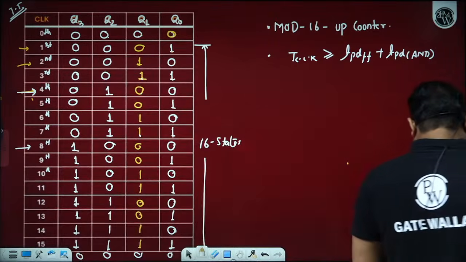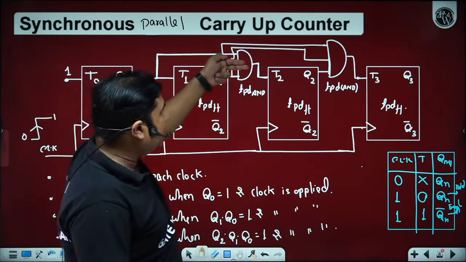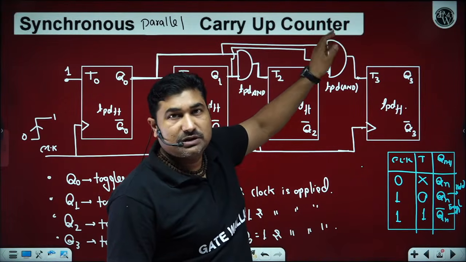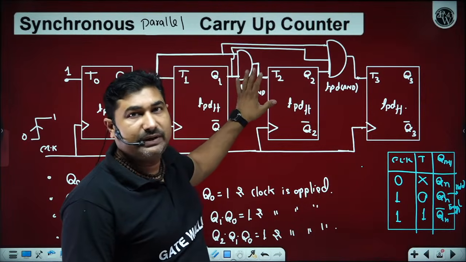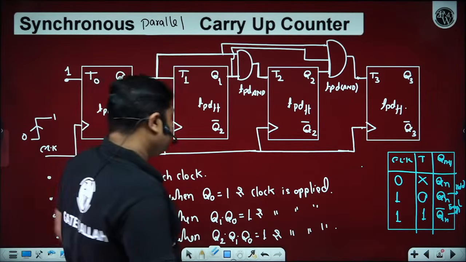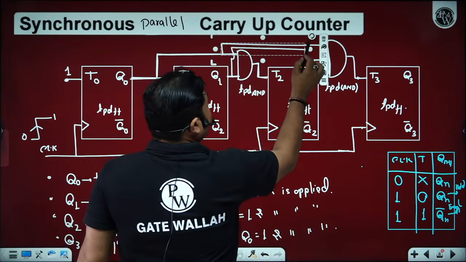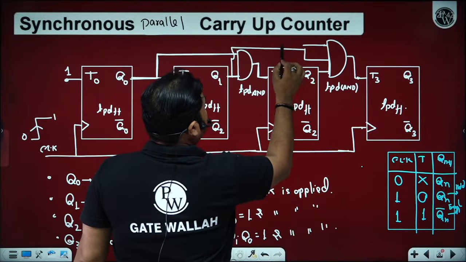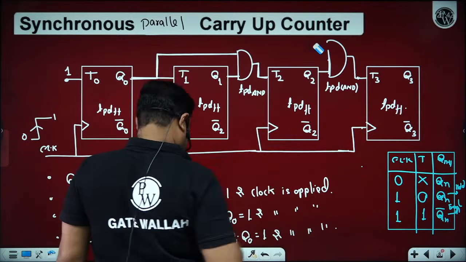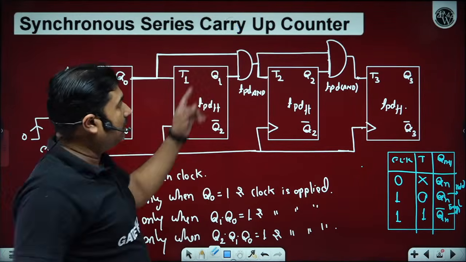What is the difference between series and parallel carry up counter? If we talk about series carry up counter, in that the AND gate output is connected to the next AND gate input. So this AND gate will operate only when the previous AND gate will operate in case of series carry up counter. So what is the difference between series and parallel? Please observe. Presently what I am showing is a parallel carry up counter. If we talk about series, so series carry up counter will be like this. This is your series carry up counter.